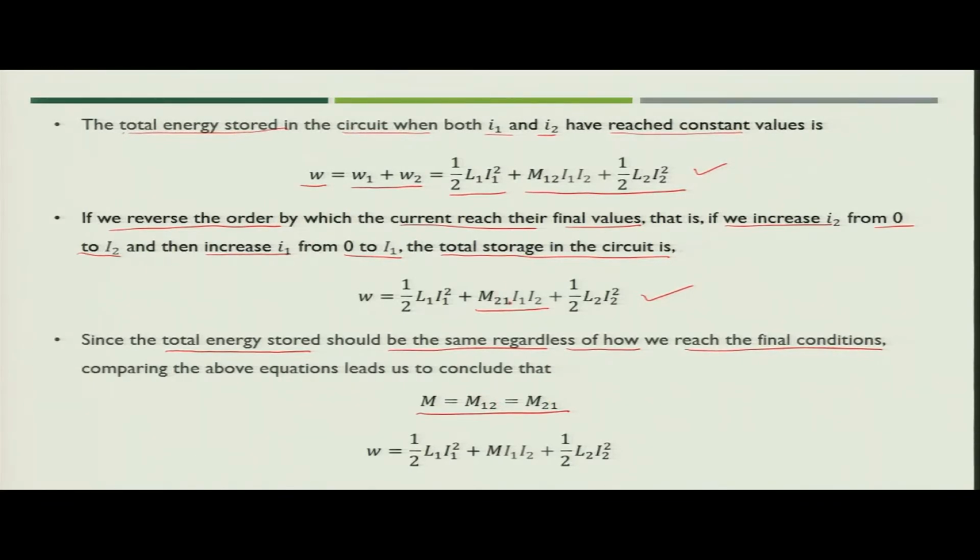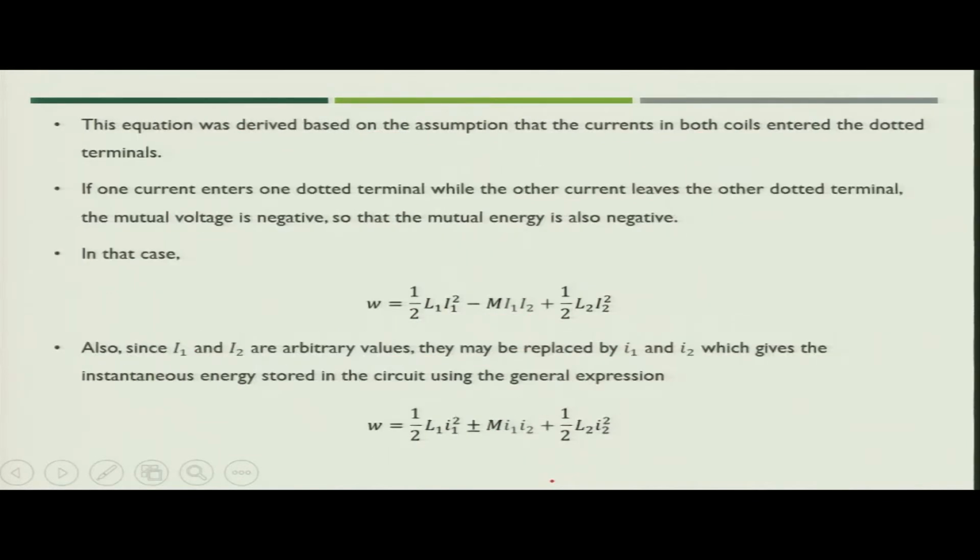So, M12 or M21 in these two equations can be simply replaced by M. So, total energy stored in the circuit we can write as half L1 I1 square plus M I1 I2 plus half L2 I2 square. Now, this equation we derived by assuming that the currents in both coils are entering the dotted terminal, that means the mutual voltage induced in either of the coils will be positive.